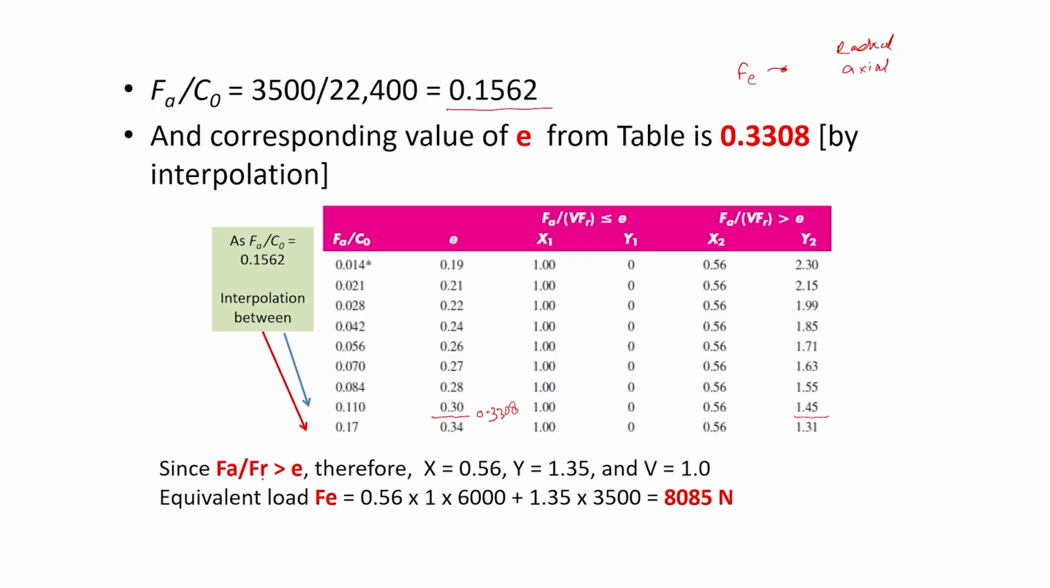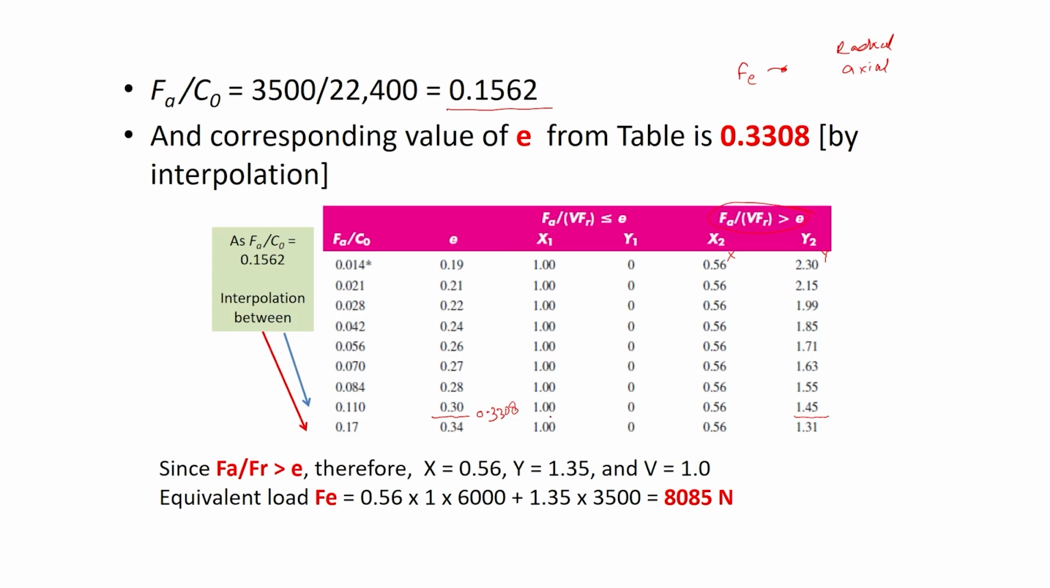So, Fa upon Fr is 0.1562, which is lesser than this value. This is E, and Fa upon C0 is 0.1562. Okay. Fa upon Fr, which we have calculated, is greater than E. Therefore, x is equal to 0.56. It is Fa upon Fr greater than E, so we will use this one, and this will give you the value of x, and this will give you the value of y.